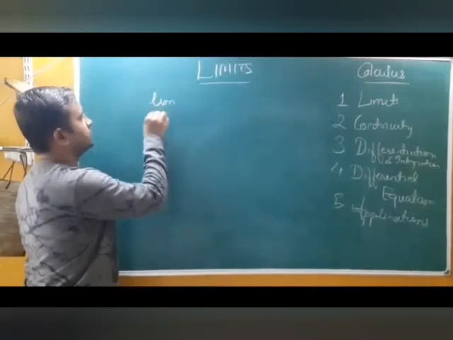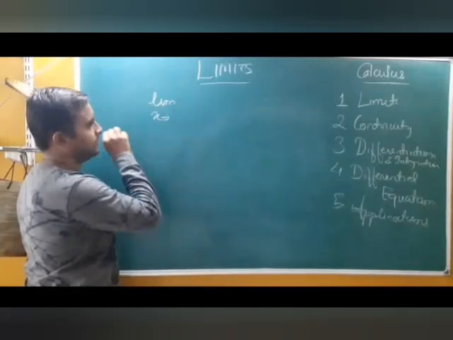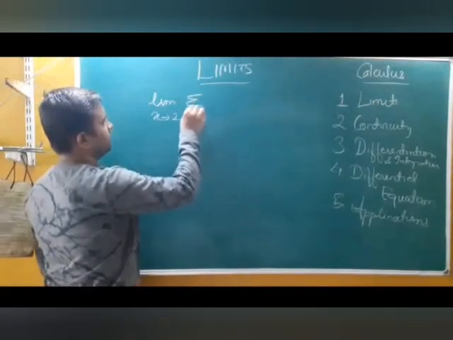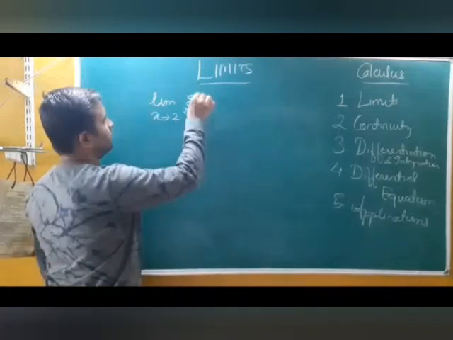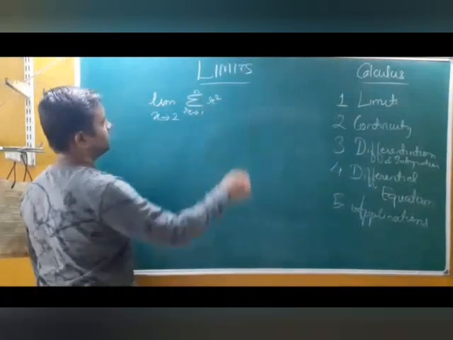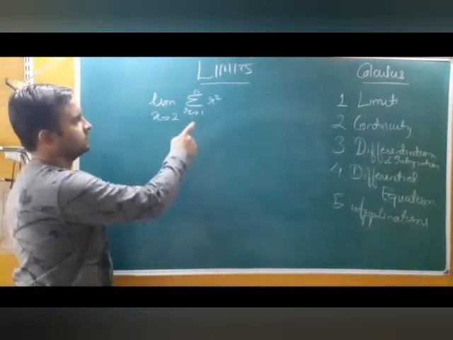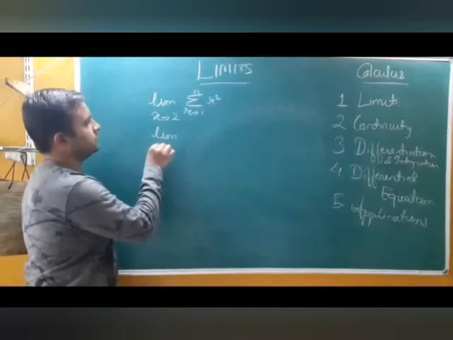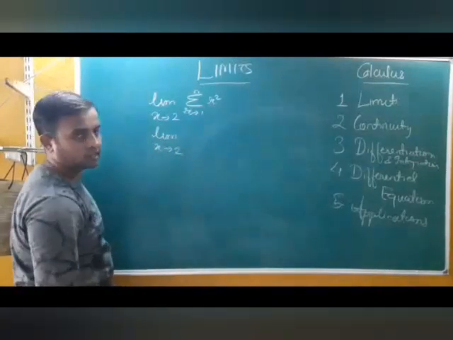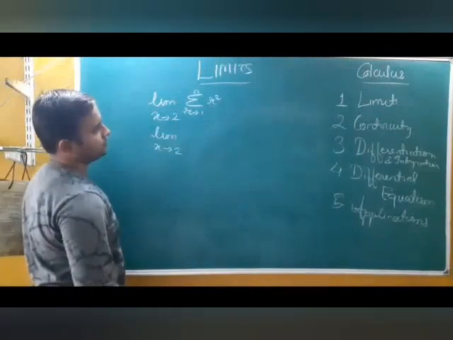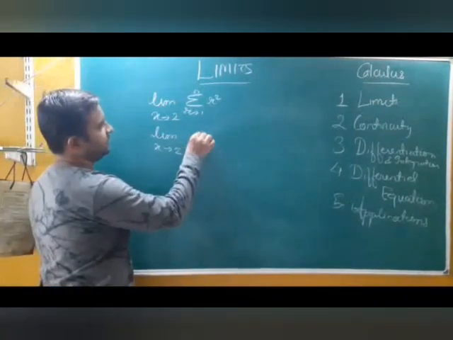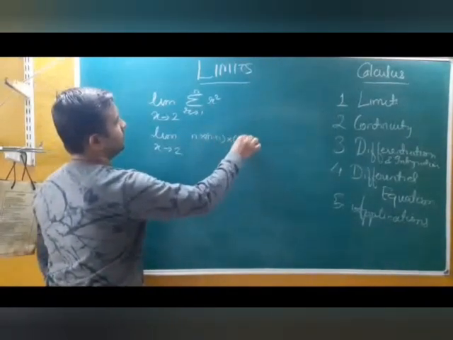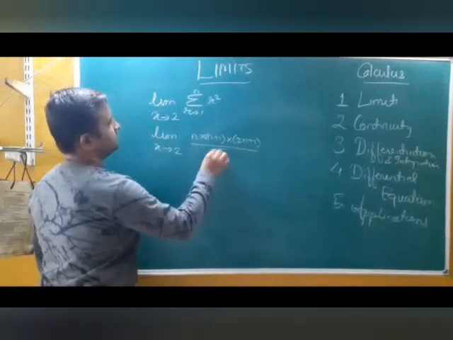Suppose, for example, I want to find the limit as x tends to 2 of the summation of r goes from 1 to n of r square. So let's solve this limit. You must have studied in your 10th standard what is the sum of squares of n natural numbers. It is n into n plus 1 into 2n plus 1 upon 6, right?